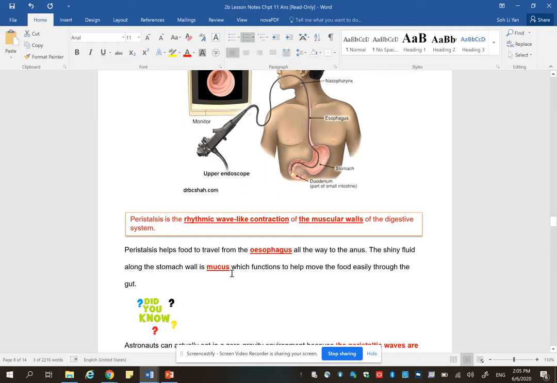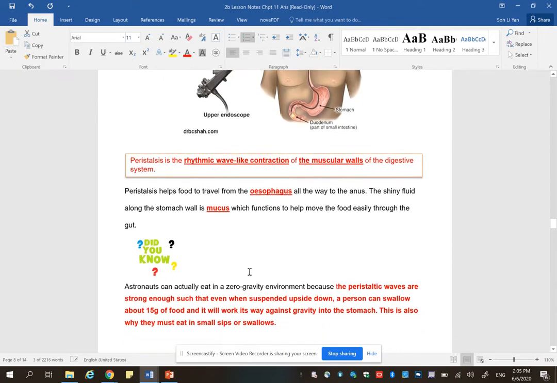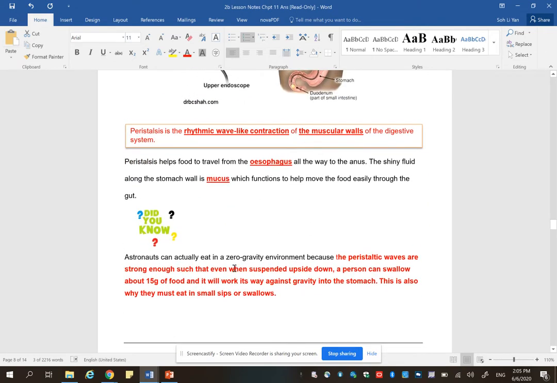And for information, there's this shiny fluid along the stomach wall, which is mucus, which helps to move the food easily through the gut as well. Okay, due to peristalsis, we can actually eat food upside down. So that's why astronauts, when they are living in a zero gravity environment, can easily float around, and eating upside down poses no problem due to peristalsis. So this is a reason why we can eat upside down.